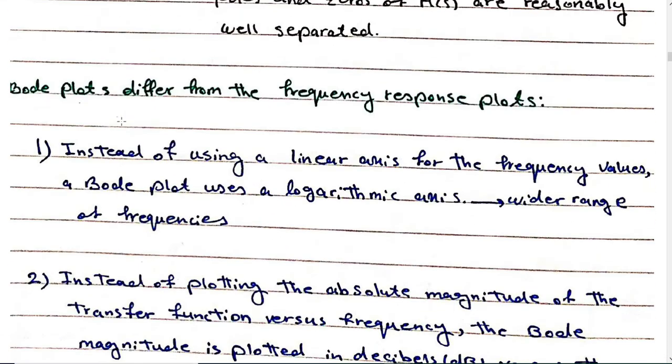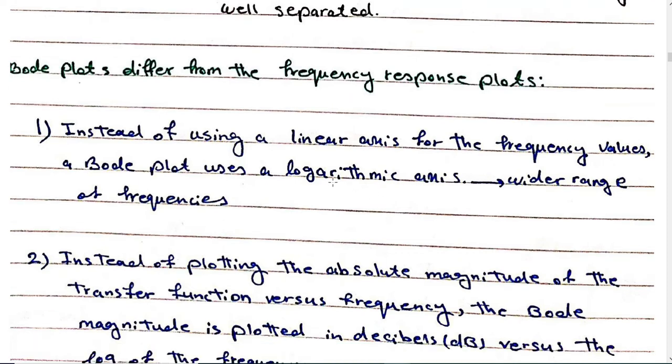So what's the difference between Bode plots and the frequency response plots we used before? What is the frequency response plot? We used it before. It was the magnitude of the transfer function versus the frequencies, right? But now, instead of using a linear axis for the frequency values, we use a logarithmic axis. What is the difference if we use a logarithmic axis instead of a linear one? Why are we interested in using a logarithmic axis?